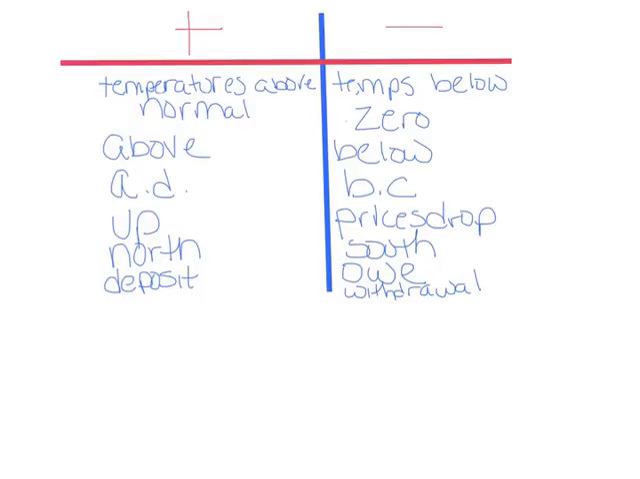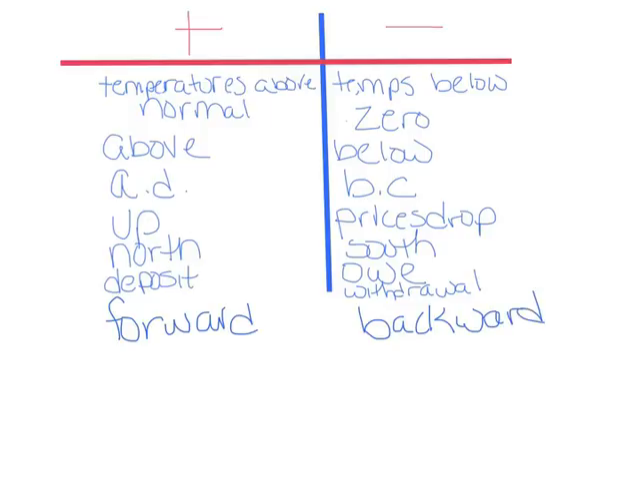Let's see here. Forward is a positive. Backward is negative. Okay, now let's do just a few more things. I want to show you a few other things. Let's add another slide.